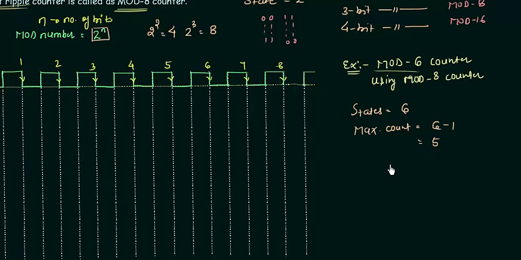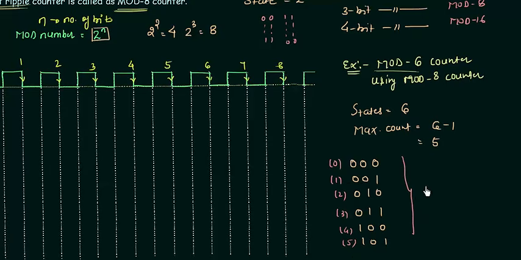So our counter that we want will start counting from 000, and then it will go to 001, 010, 011, 100, 101. This first one is the decimal equivalent of 0. In the same way, we have 1, 2, 3, 4 and then 5. So you can say that this is our mod 6 counter. It is starting from 0 and ending its count at 5, but we have to use a mod 8 counter.